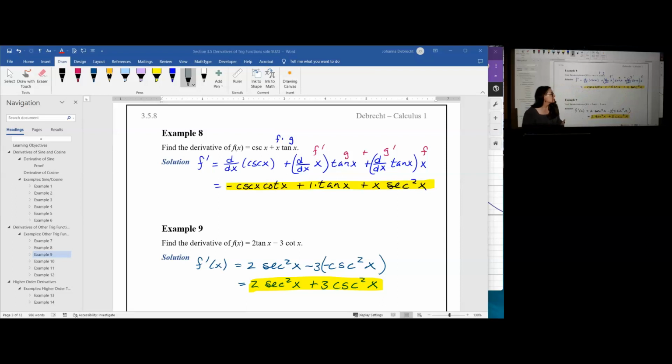There's probably not a great deal we can do to simplify this. I would just leave it in this form. Let's now look at example 9. We have the difference of two terms, 2 tangent of x minus 3 cotangent of x as our function. We won't need the product rule because the 2 and 3 are constants.